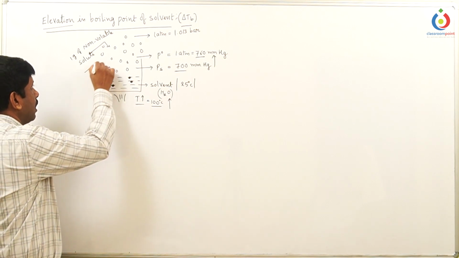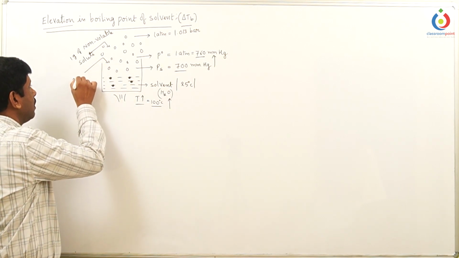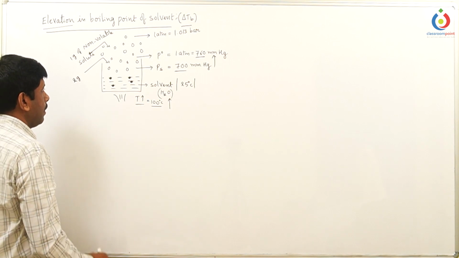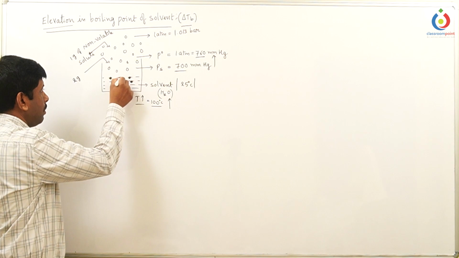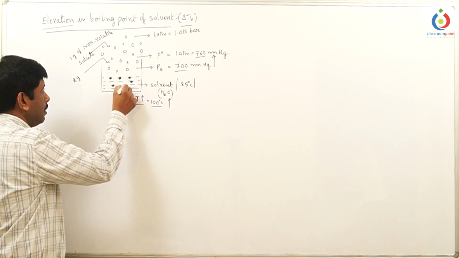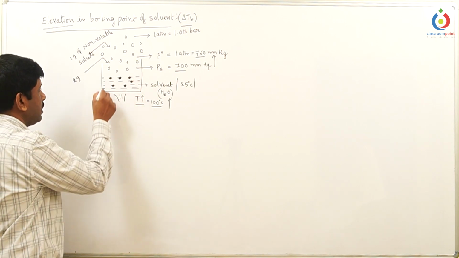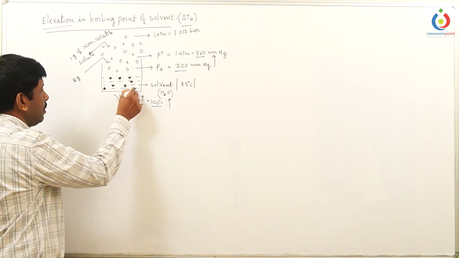Now, instead of 1 gram, what happens if 2 grams of non-volatile solute is added? When the quantity of solute increases, automatically the number of solvent molecules from the surface area replaced by the solute molecules also increases.